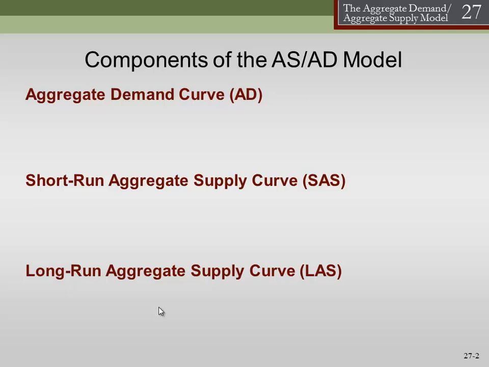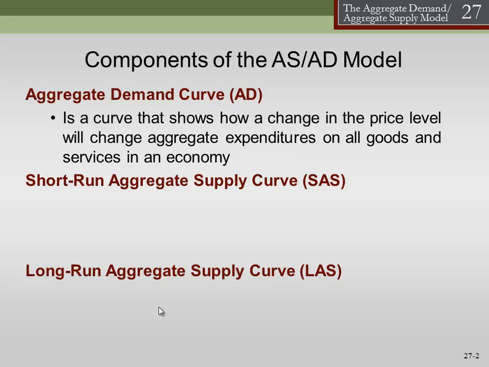So we have three basic components to the aggregate supply, aggregate demand model. We have aggregate demand, short-run aggregate supply, and long-run aggregate supply. So let's take each one in turn. Aggregate demand is a curve that shows how the change in price level will change aggregate expenditures on all goods and services. In section 3, we're going to do a little more development of the aggregate demand curve, look at its shape, and look at what shifts it.